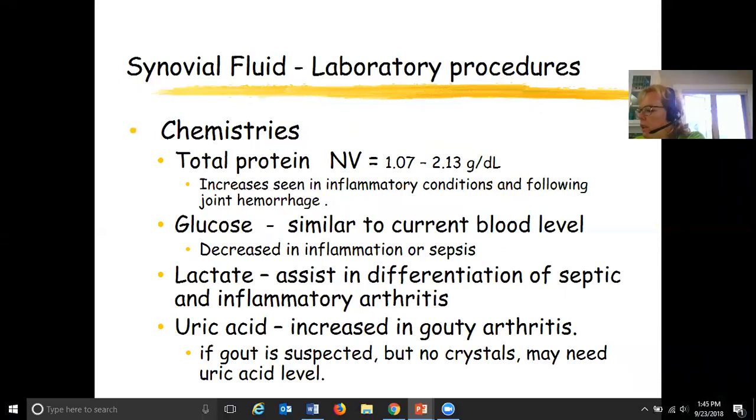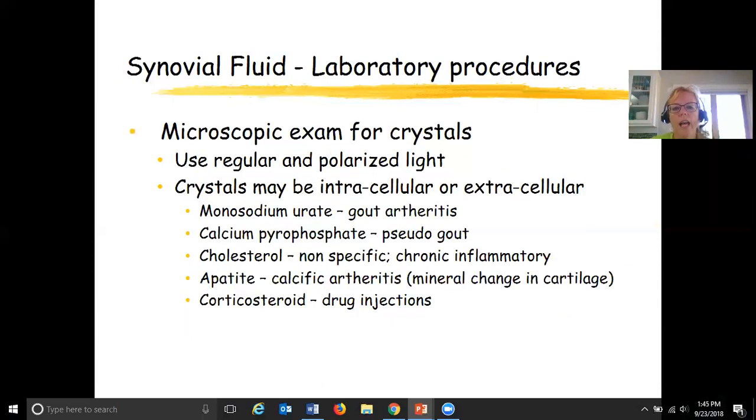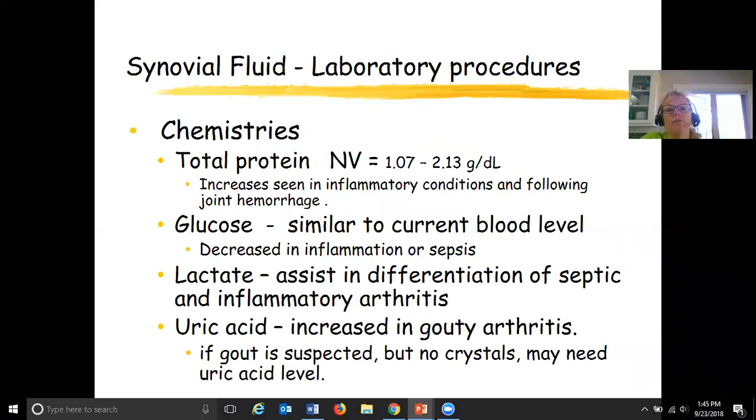I think your book has some pretty good pictures of the crystals on page, let me see, page 217. So take a peek at the uric acid versus a calcium pyrophosphate. Usually the monosodium urate or uric acid crystals are real sharp looking, and the calcium pyrophosphate are more square looking. Crystals are very painful, by the way, when they're in a knee or a toe fluid.